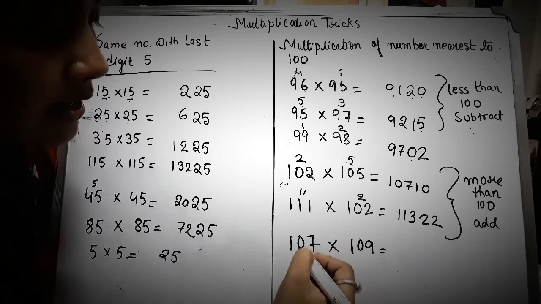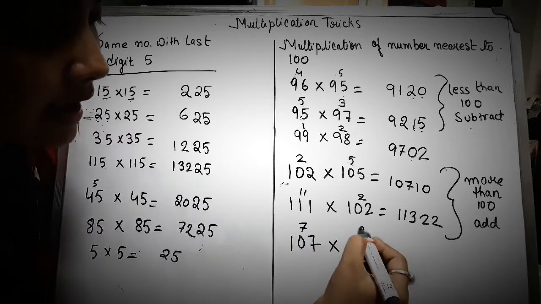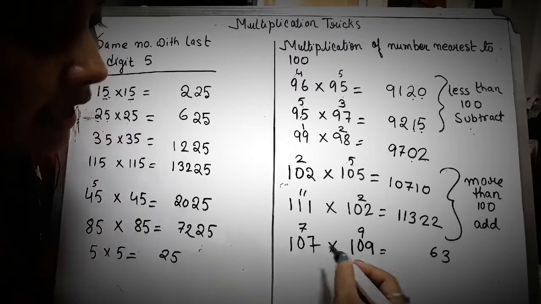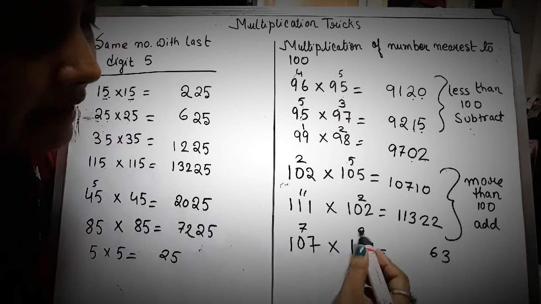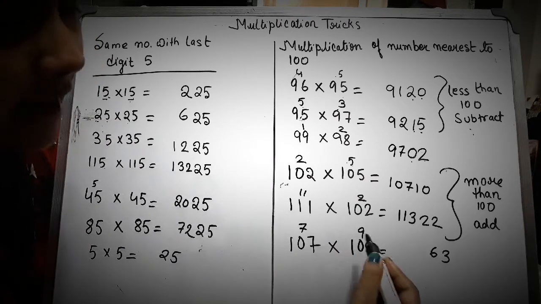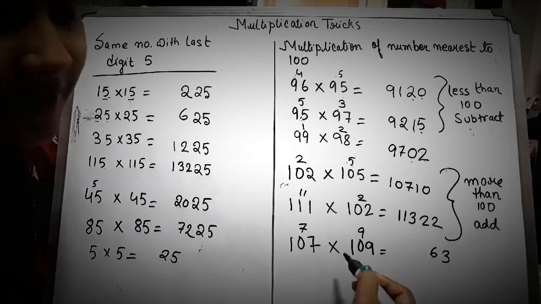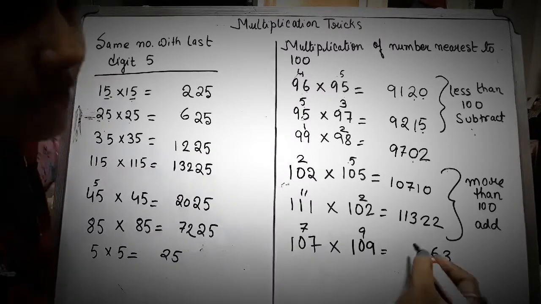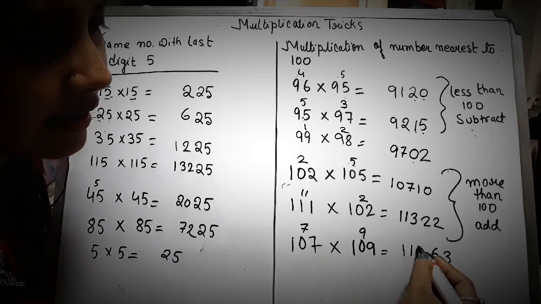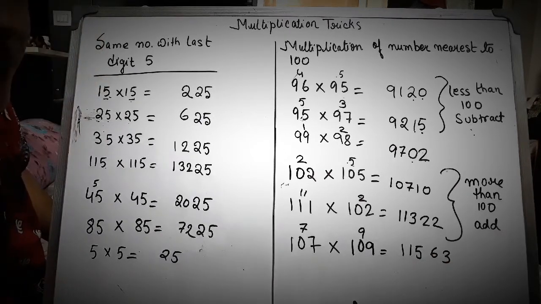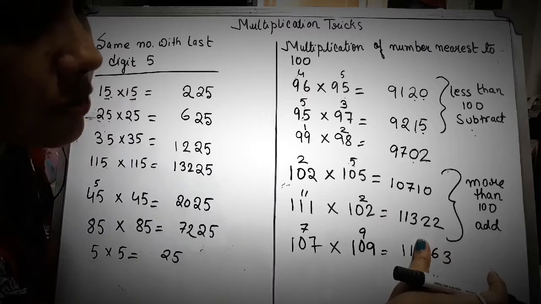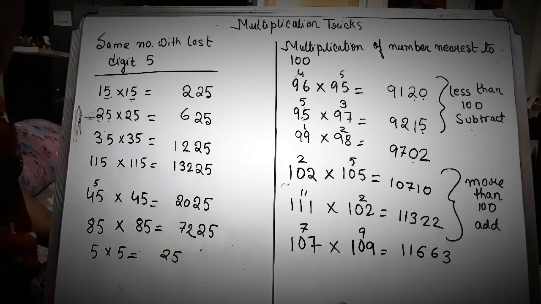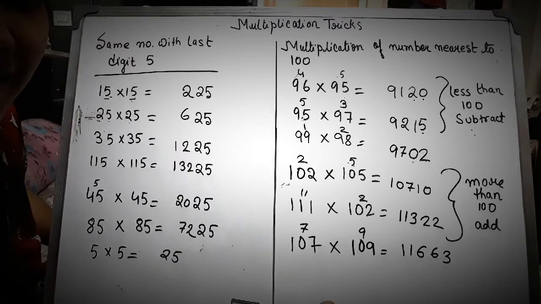Okay, then this one, 9 into 7 is 63, and then you add it. So 107 plus 9. How much? 107 plus 9. 7, 8, 9, 10, 11, 12, 13, 14, 15. So 115. Okay? No, sorry, 116. It will be 116. I hope it is clear with you all.